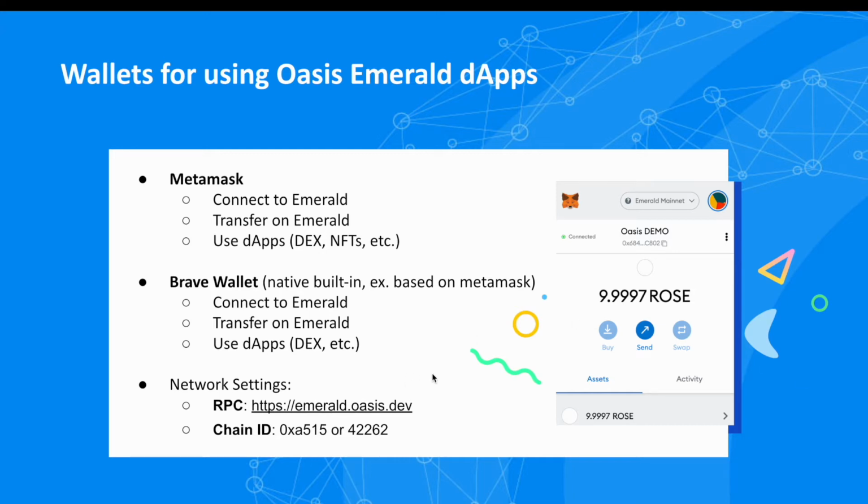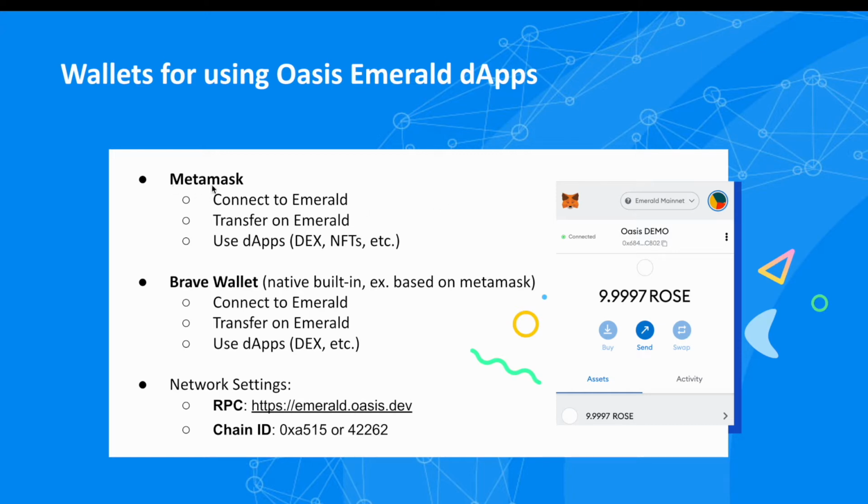Otherwise, you can do it manually. You can go to MetaMask, add a network, and use these parameters. Essentially you need the RPC, that's the URL of, let's say, our Web3 gateway, and also you have this chain ID. Sometimes you need the hexadecimal version or even the decimal.